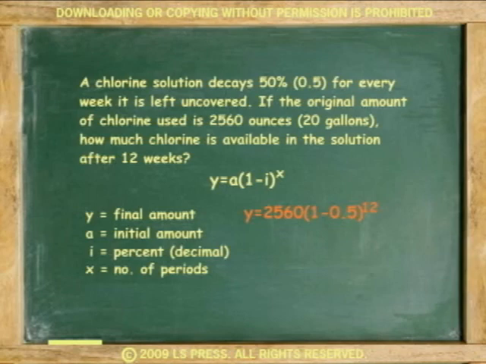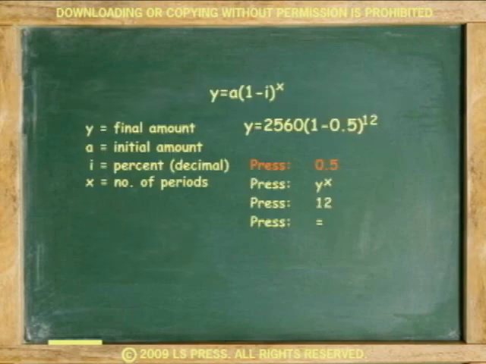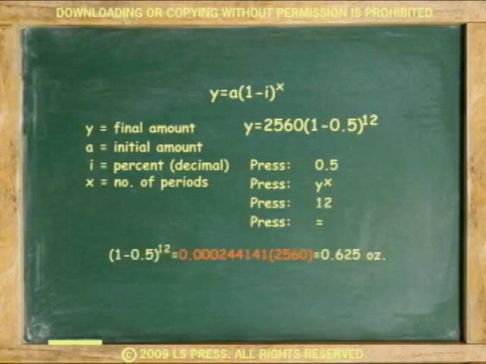Because multiplying 0.5 to the 12th power is tedious, we use again the y to the x function of the TI-35X calculator. Press 0.5. Press y to the x. Press 12. Press equal sign. Multiply answer by 2,560. Y equals 0.625. The amount of available chlorine after 12 weeks is 0.625 ounces, or a little more than a tablespoon.